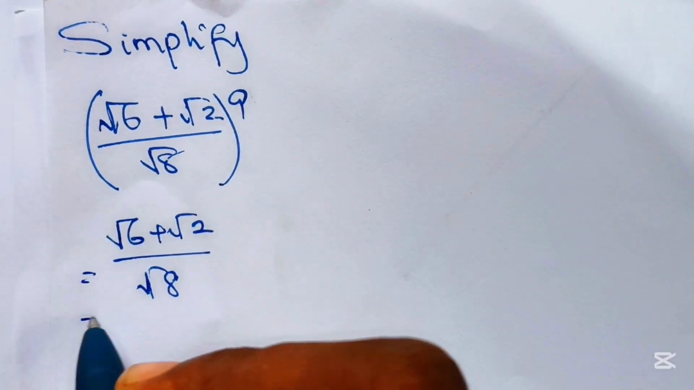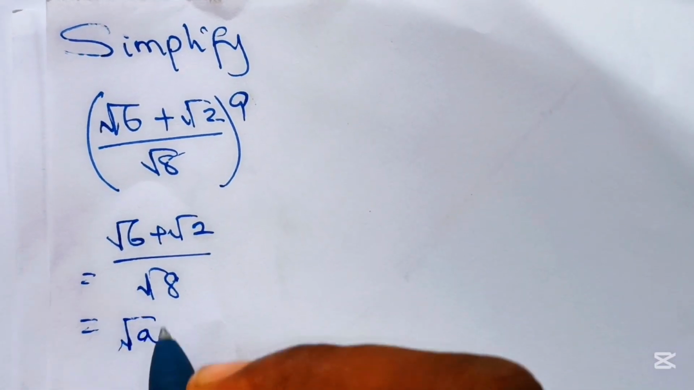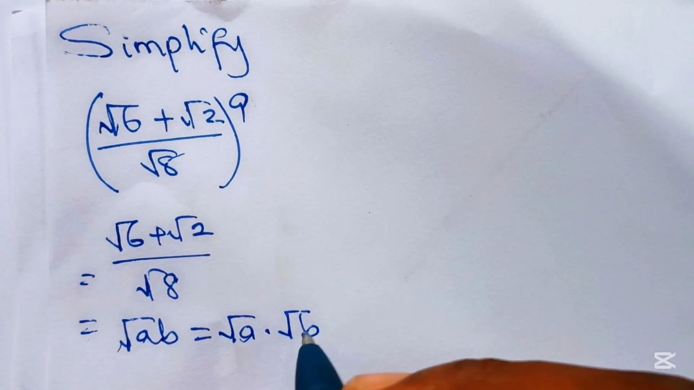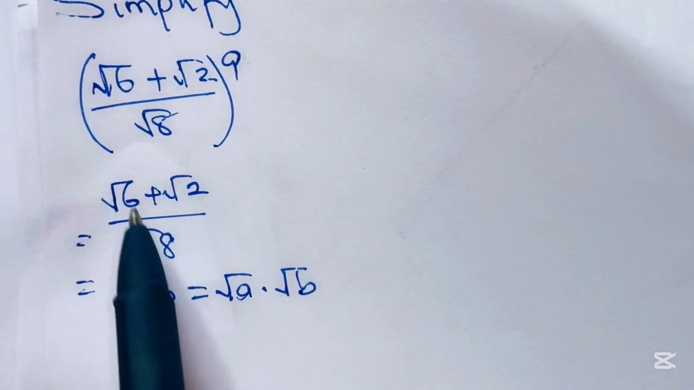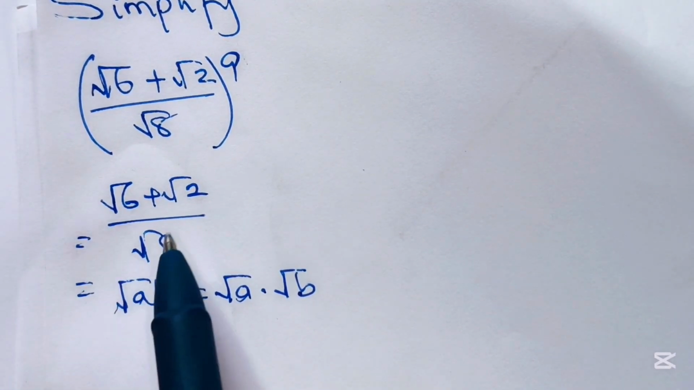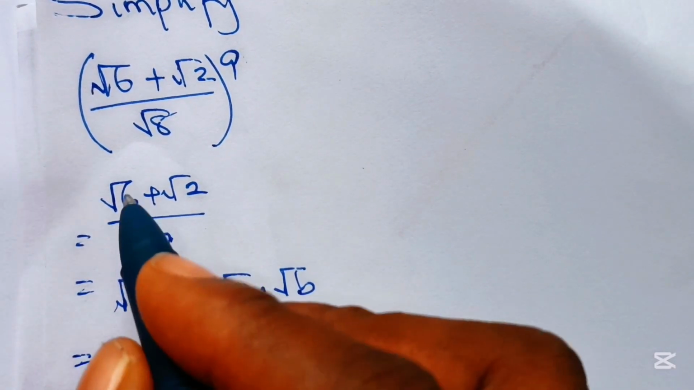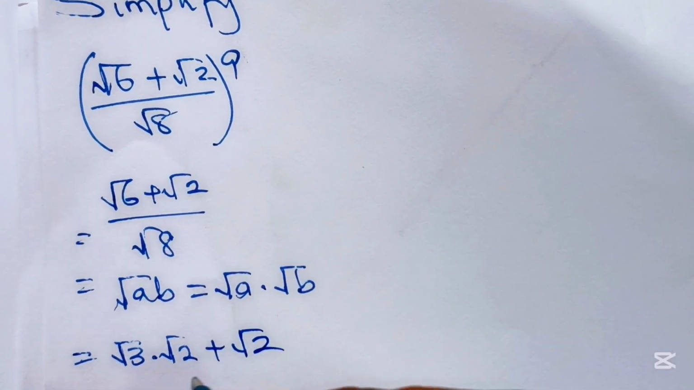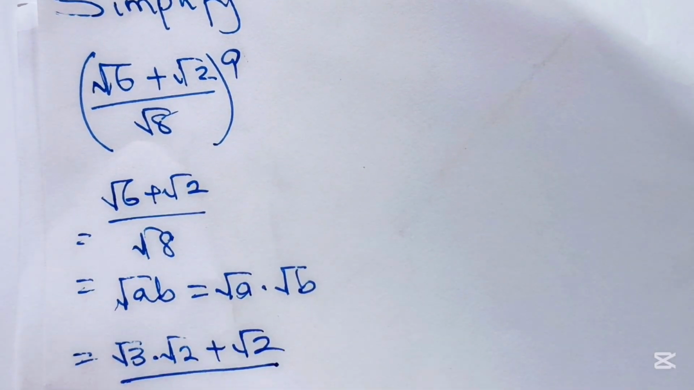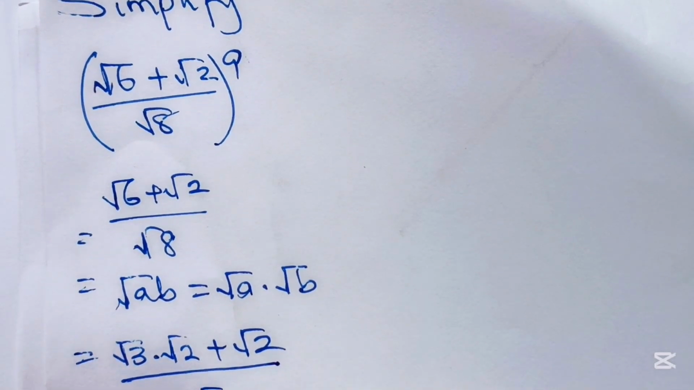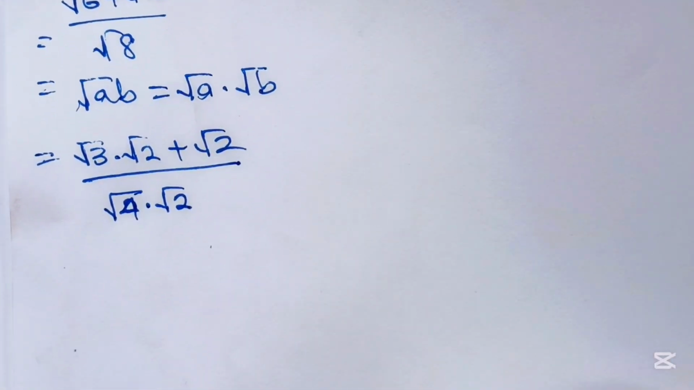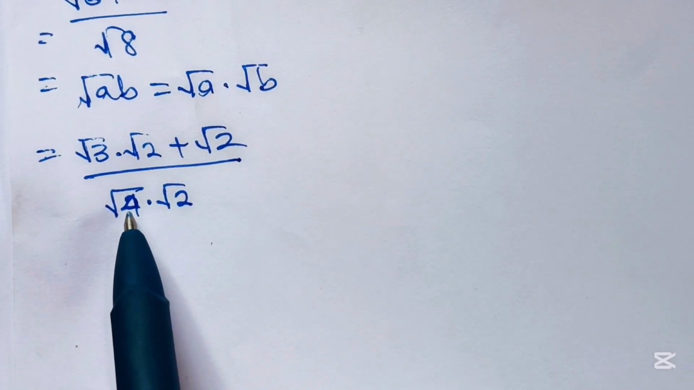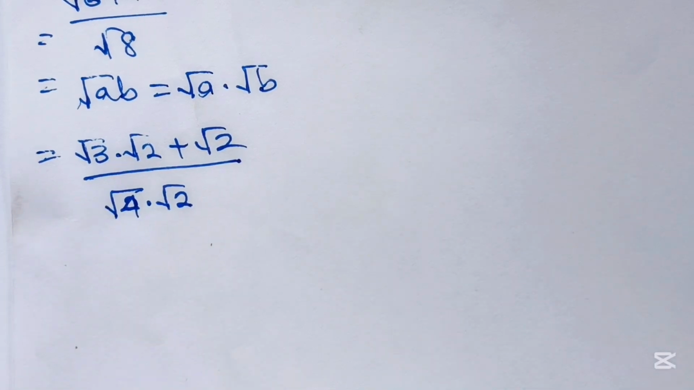And this is equal to, recall that square root of a multiplied by b is also equal to square root of a multiplied by square root of b. So that means we can express each of these terms as the multiples of their factors. So we can write root 6 as square root of 3 multiplied by square root of 2, plus square root of 2, divided by square root of 8, which can be written as square root of 4 multiplied by square root of 2. Now when it comes to square root of 8, I chose square root of 4 multiplied by square root of 2 because I know square root of 4 can give me a whole number, which is 2. That's why I chose it.